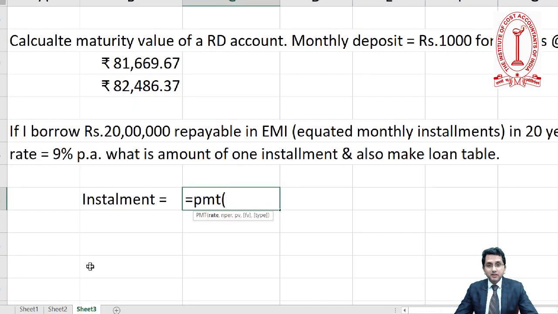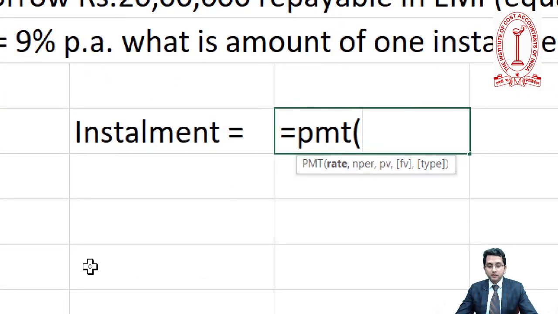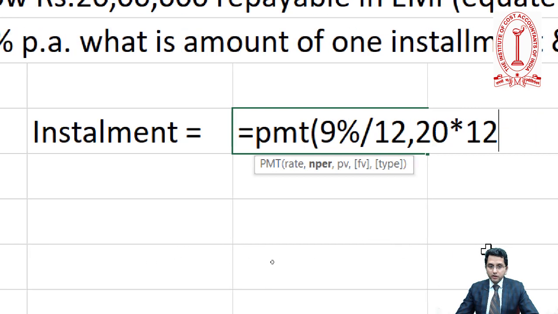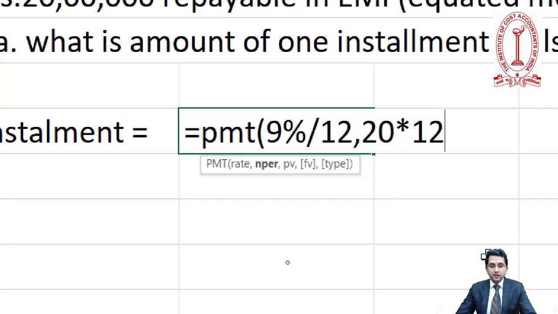20 lakh rupees is the amount of loan, 9% per annum is the rate of interest, 20 years are there. So rate, I will say 9% divided by 12. Either I can first solve it, 9 by 12 is 0.75. Either I can simply put 0.75 or Excel will do it. Number of periods are 20 years multiplied by 12. So that is actually 240 automatically.